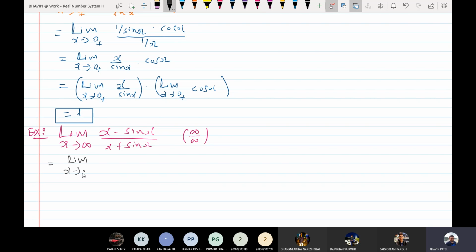So this is nothing but limit x tends to infinity, the derivative of x is 1, and derivative of sin x is cos x. So 1 minus cos x upon 1 plus cos x, and x tends to infinity. Now this limit does not exist. Why? Can anybody give the reason?